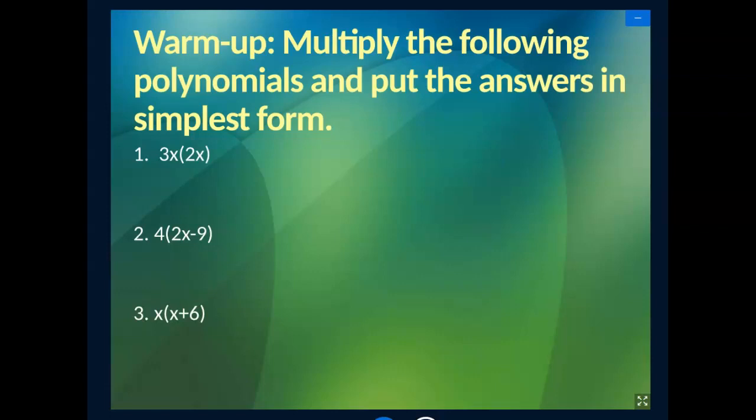All right, so for number 1, 3x times 2x is the same as 6x squared. Four gets distributed into both parts of that problem. So you get 4 times 2, which is 8x. I said it, but didn't write it. Sorry.